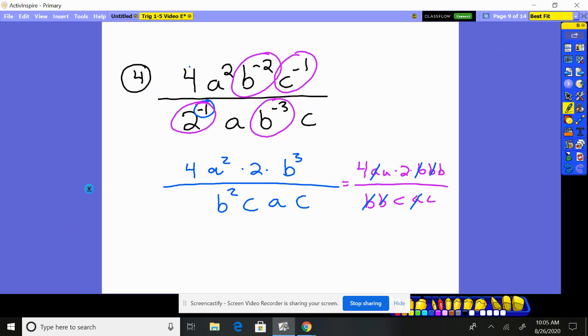So now I clean it up. 4 times 2 is 8. I have a single A that takes care of everything up top. No, it doesn't. Forgot I had a B there. Got to be careful. And then all that was left in the bottom, c squared. That's what this simplifies to. Again, negative exponents, if it's in the numerator, it goes to the denominator. If it's in the denominator, it moves up to the numerator.